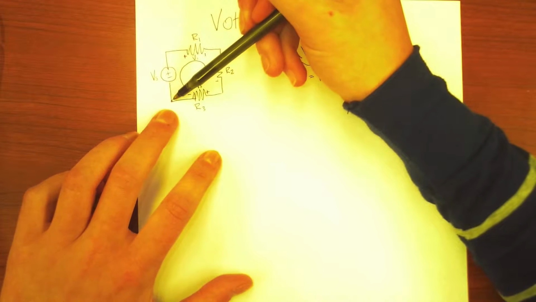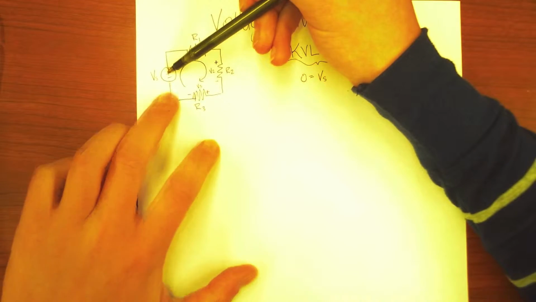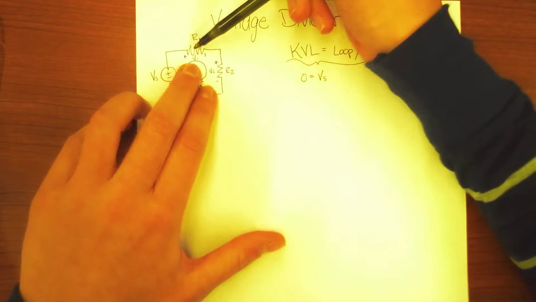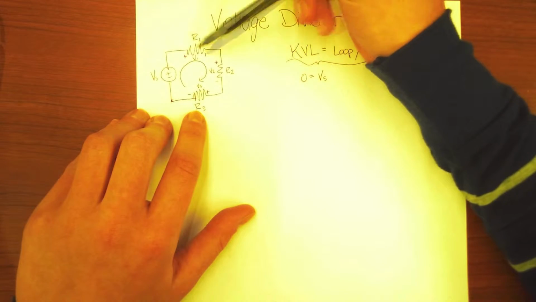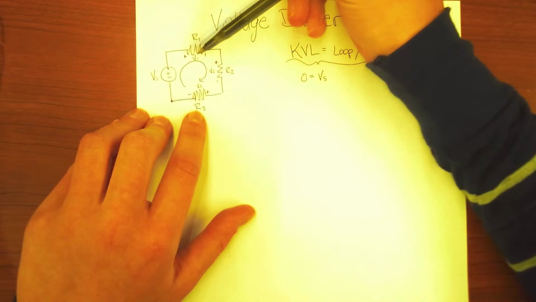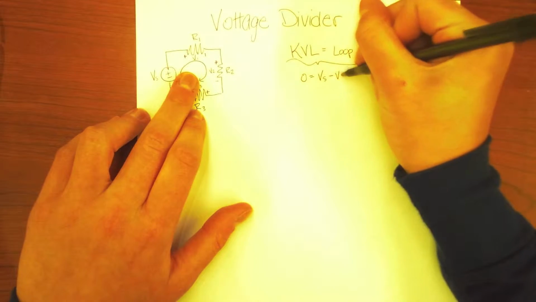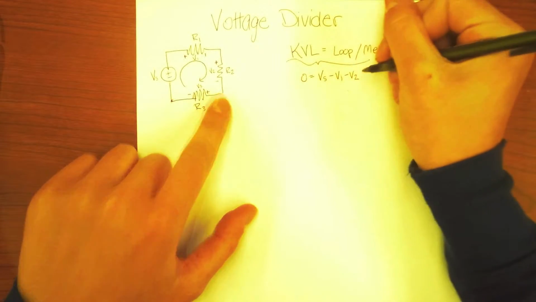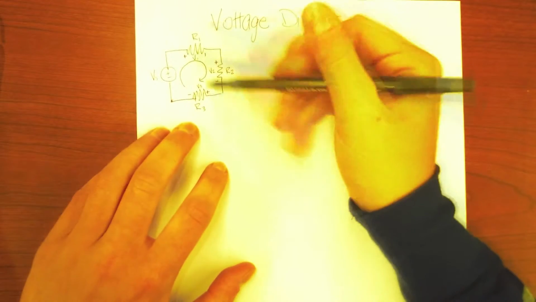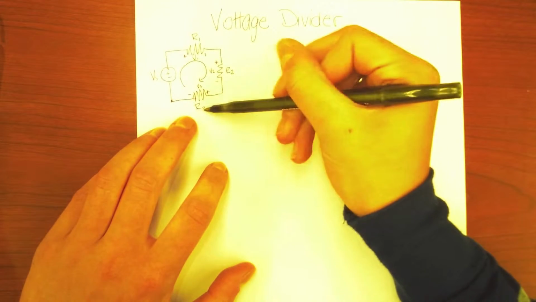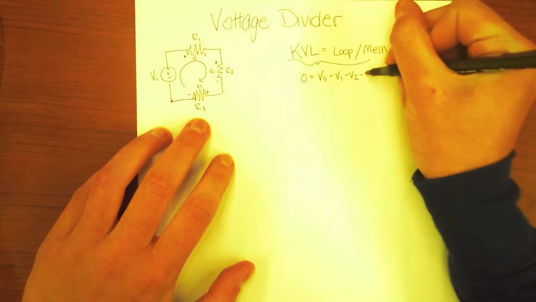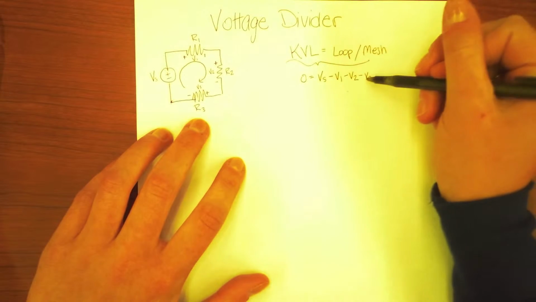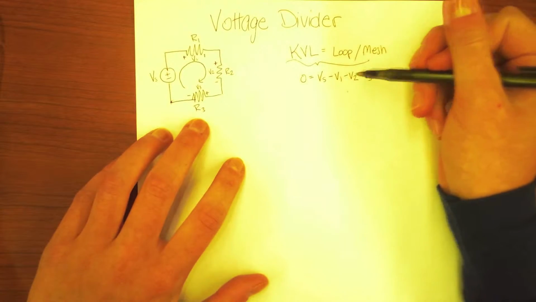So starting here, going in our loop, we've got a voltage gain of Vs, which we did here. Now following this loop, we hit this resistor, and then we have a voltage drop, going from plus to minus, so that's minus V1. Following the loop, we have another voltage drop, minus V2. Coming down here, we have another voltage drop, again because these are resistors and they absorb energy, it's minus V3. So this is our KVL equation, but let's break it down a little further.